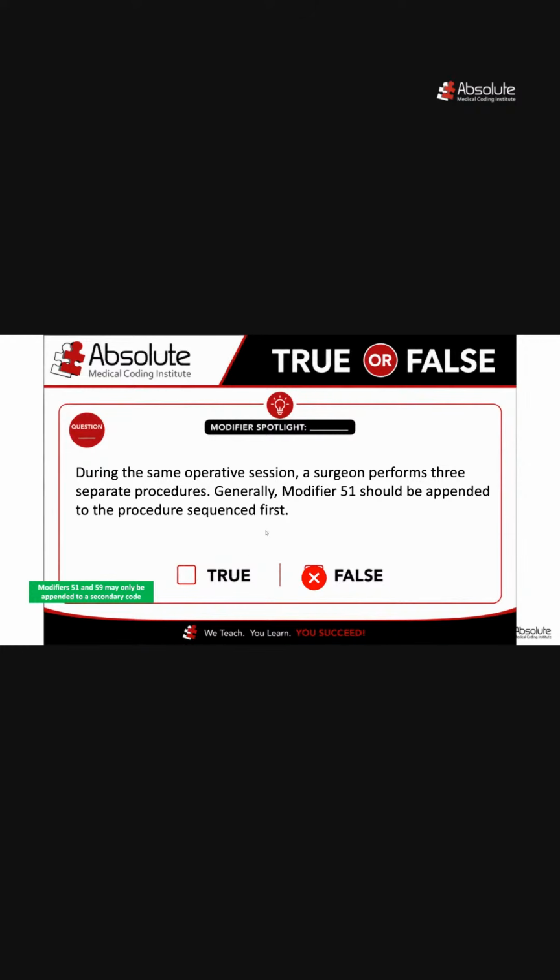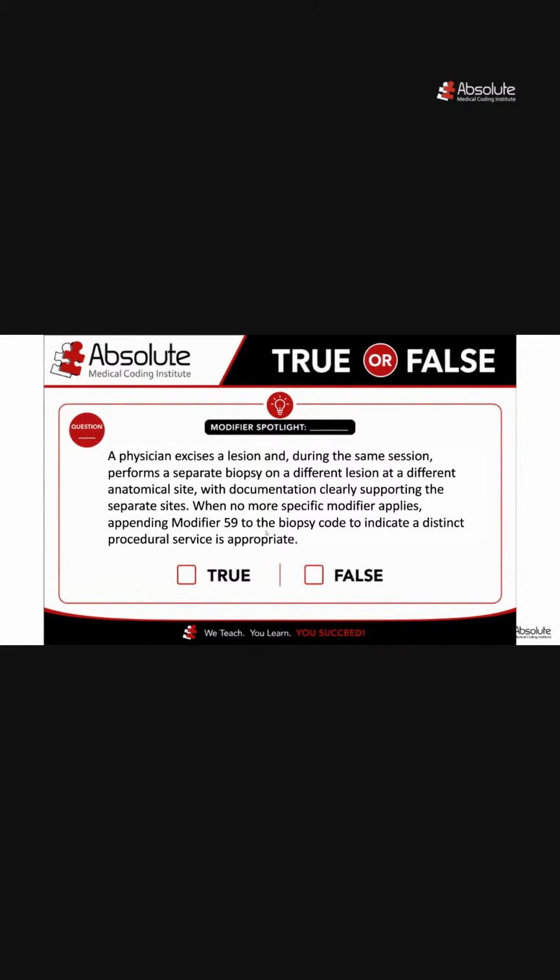All right. Good job. This is an aha moment, everybody. A physician excises a lesion and during the same session performs a separate biopsy on a different lesion at a different anatomical site with documentation clearly supporting the separate sites. When no more specific modifier applies, appending modifier 59 to the biopsy code to indicate a distinct procedural service is appropriate. True or false?